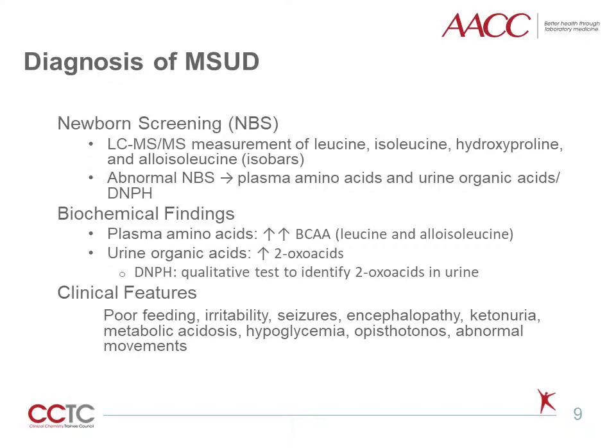Urine organic acid analysis will reveal elevated levels of the 2-oxoacids, 2-oxo-isovalerate, 2-oxo-isocaproate, and 2-oxo-3-methylvalerate, as well as the hydroxylated forms of these metabolites.